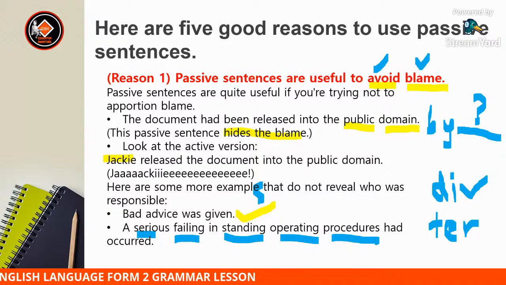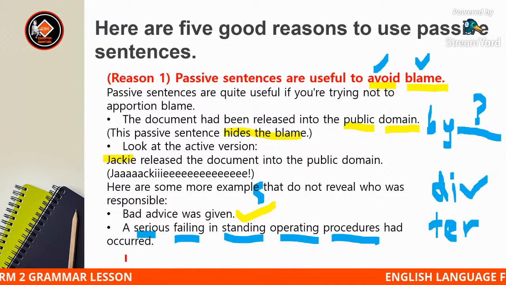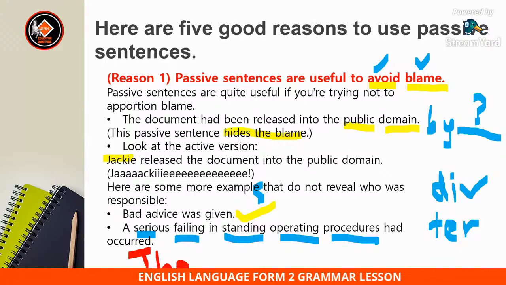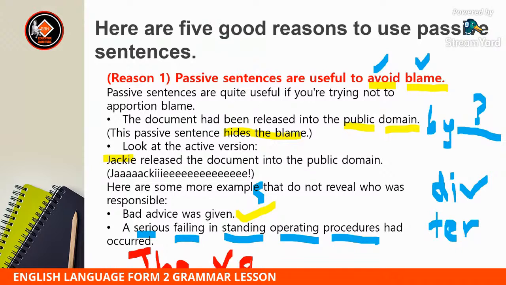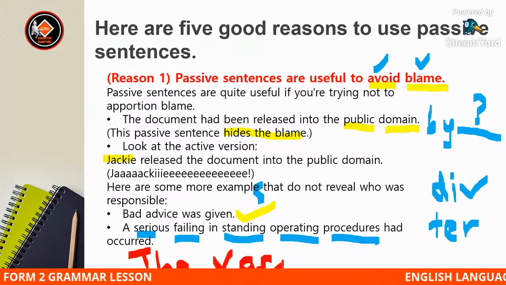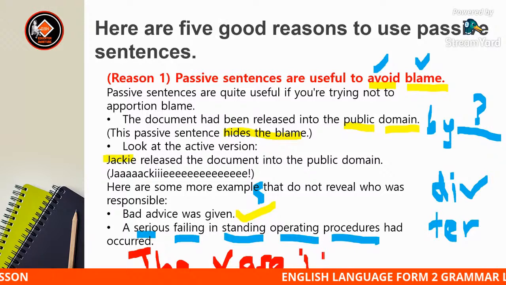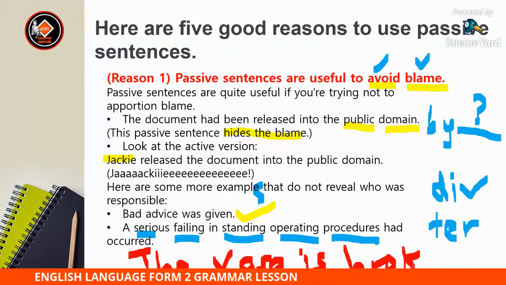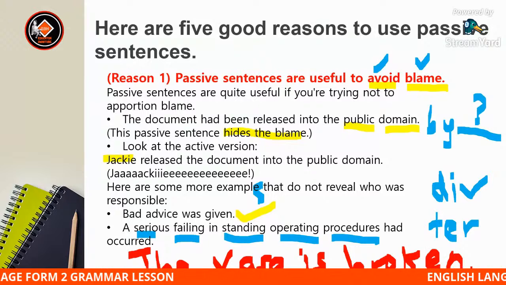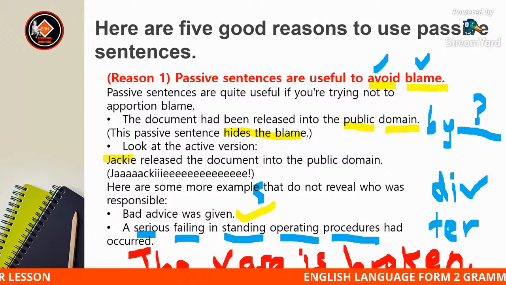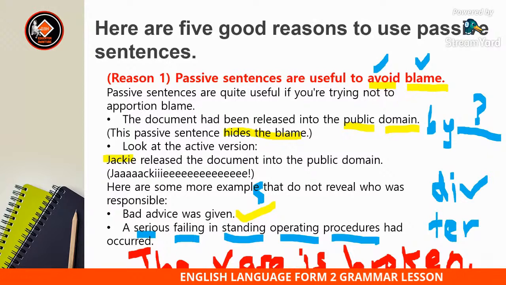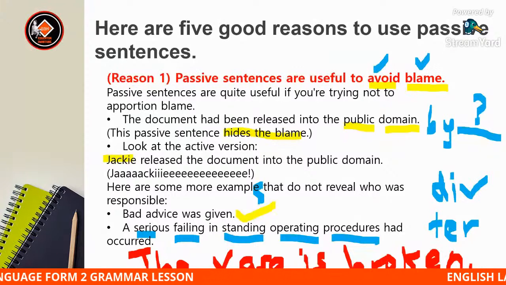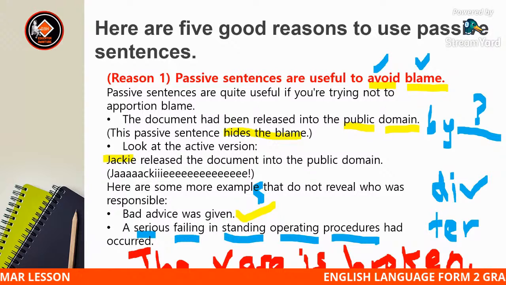For example, I repeat, you can write, the vase is broken. Here you do not want to put the blame. You are not going to say who broke the vase. But which one is important? Only the vase. So who broke the vase? You do not want to say. So it's avoiding blame. You can write this sort of sentence.